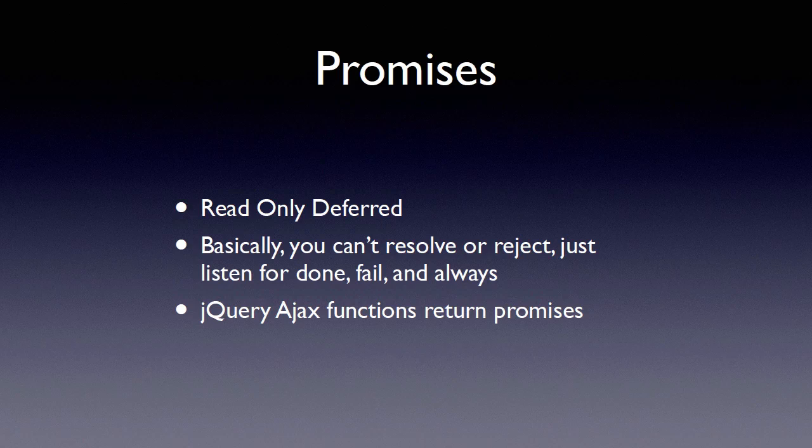Now, you also have something called promises. Promises are kind of like a read-only deferred. And basically what that means is that it's just like a deferred object, but you don't have control to actually resolve or reject them. All you can do is just listen for the particular events, done, fail, and always. And what's nice is that jQuery Ajax functions, they actually return promises. You've been using them, or you've had the ability to use them, and you just didn't realize it yet.